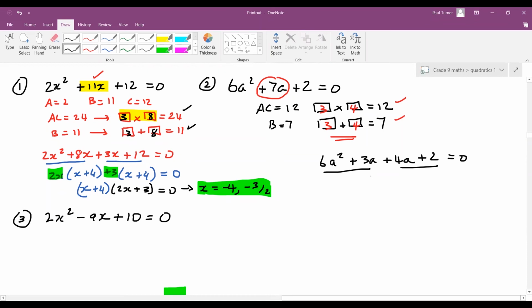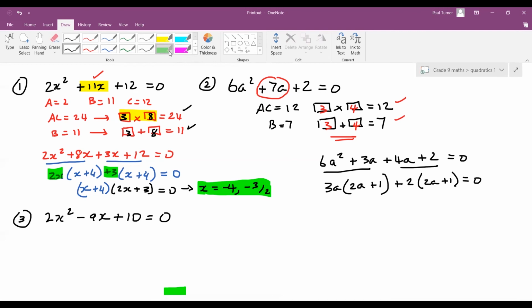So these are your pairs that you want to do grouping on. So now we'll factorize. So 6a squared plus 3a. So 3a was the common factor. This will be 2a plus 1 here. Okay, so we factorize this. Plus 2, 2a plus 1 equals 0. So that's factorizing the second pair there.